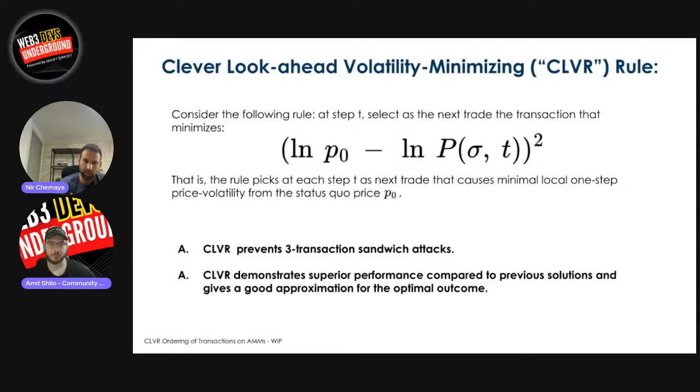We did some tests, and we can see what the price volatility is if you go over all the permutations, compared to what Clever gives, and the differences, you will see, are almost 0. So it gives a very good approximation to the optimal outcome with a much lower computation cost.